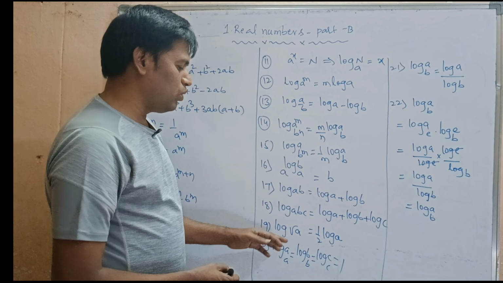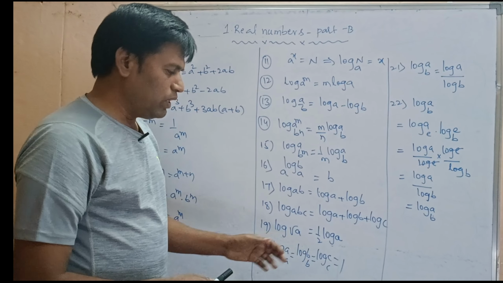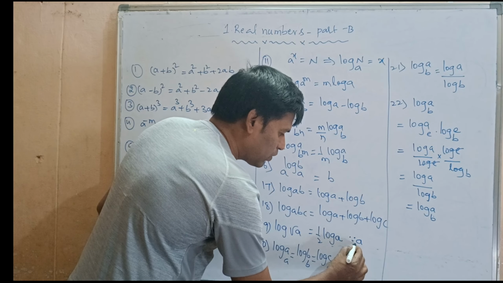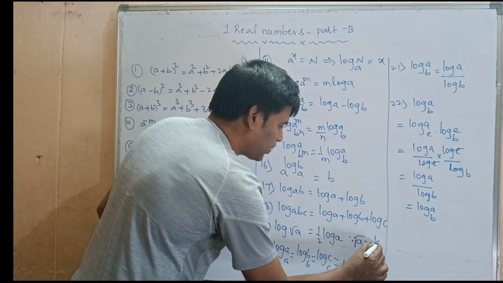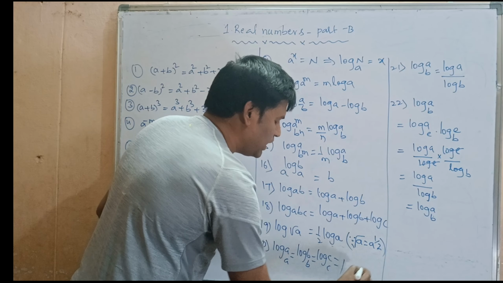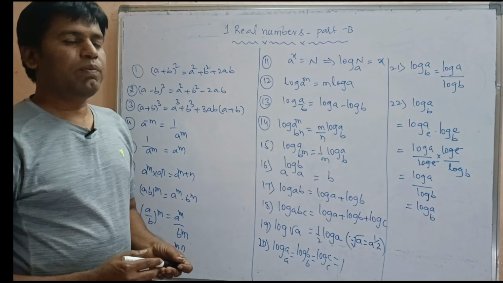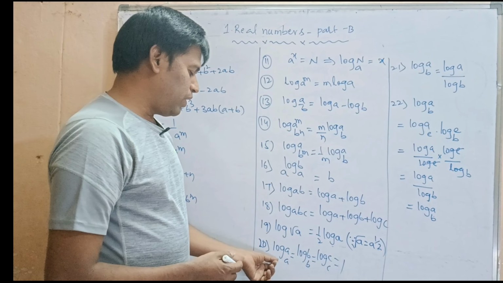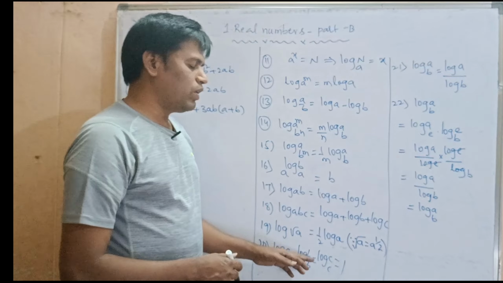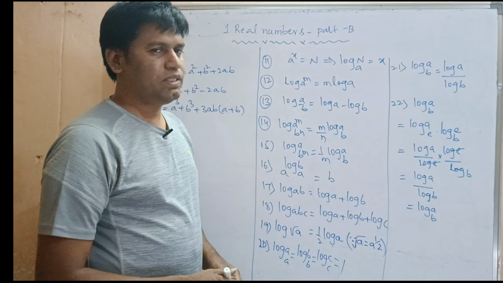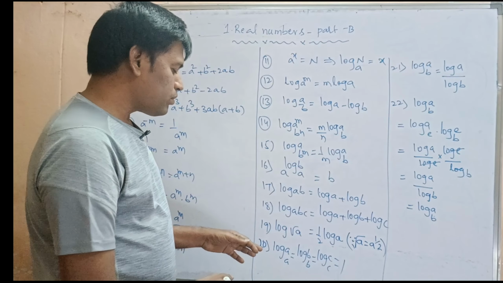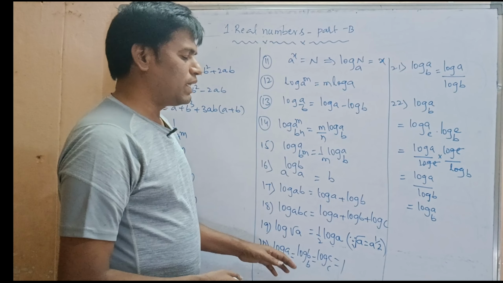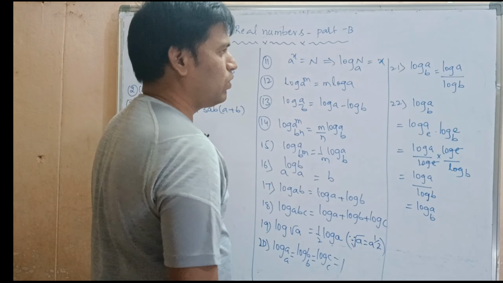Log root a is equal to 1 by 2 into log a. Here you can observe root a is equal to a power of 1 by 2. Next, the 20th formula: log a base a is equal to log b base b is equal to log c base c is equal to 1. Whatever the base value and the log value, when both values are the same, you will get the answer 1 only.